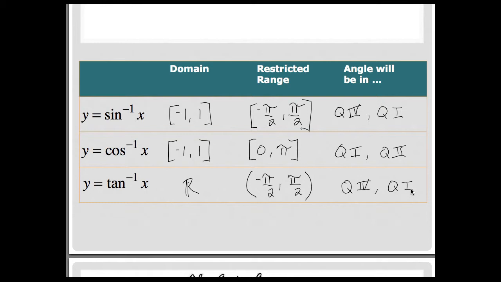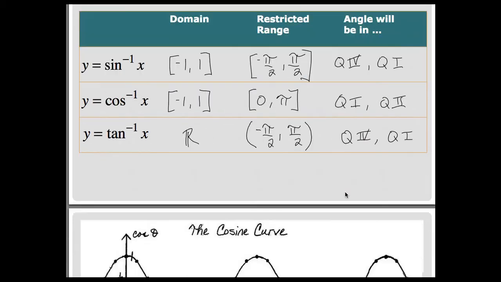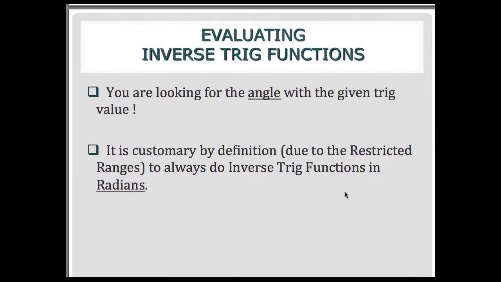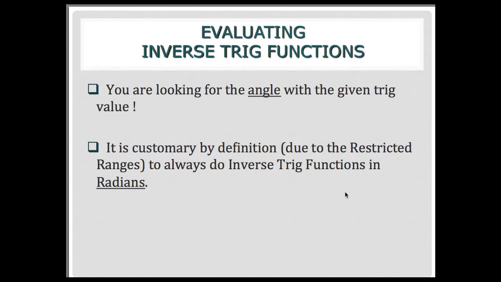All right, so I've been saying all along that it's these restricted ranges that you need to know, because that's what you're going to use when you evaluate inverse trig expressions. With inverse trig expressions to evaluate, you have to remember you're looking for the angle with the given trig value. Like I like to say, you're playing Jeopardy. You're told what the trig value is, you have to say what the angle was. So it literally is going backwards from what you've done up to this point.